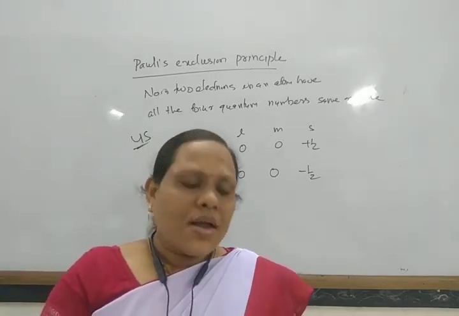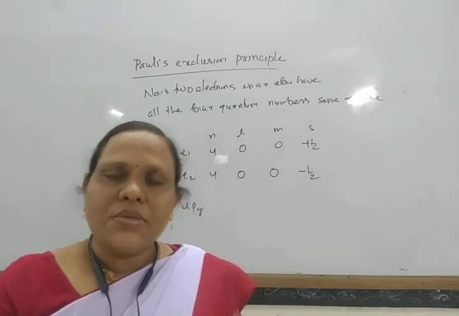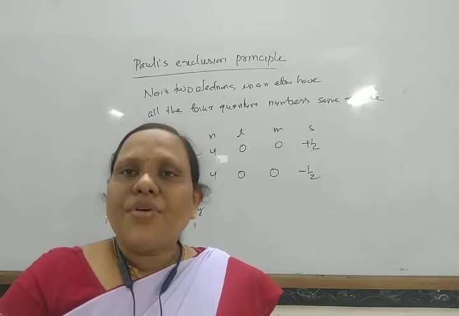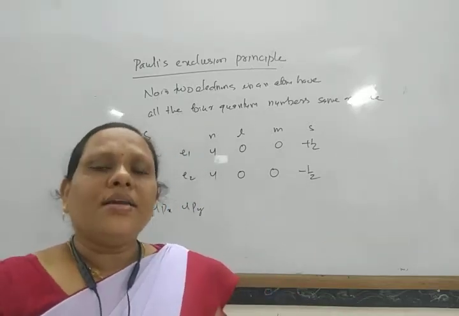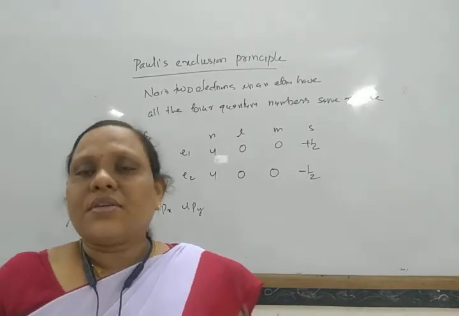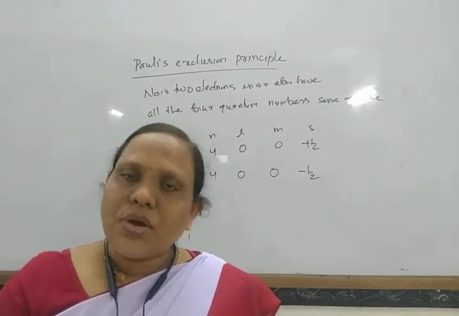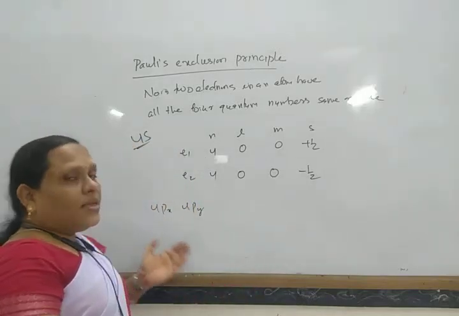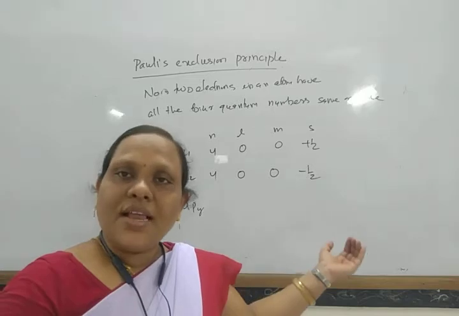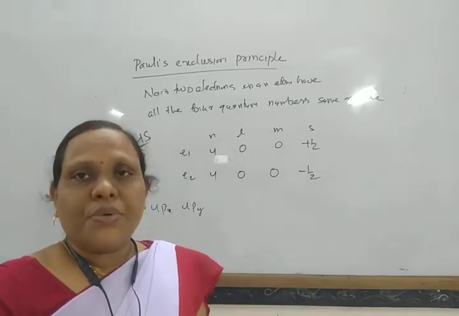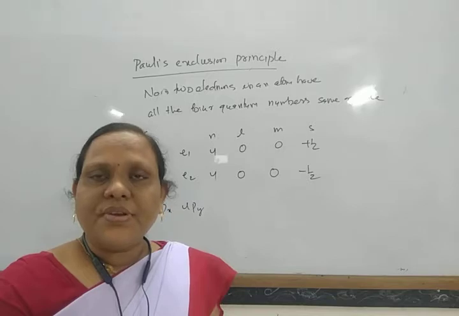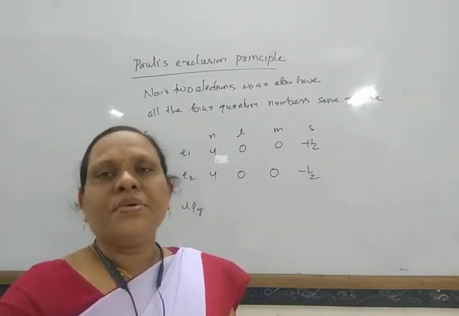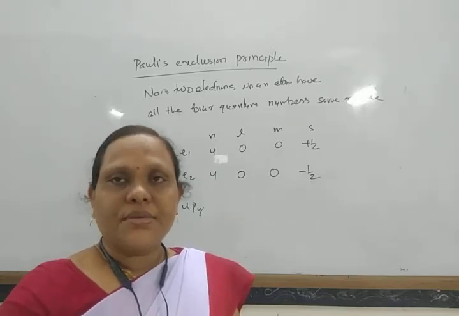As an orbital can accommodate a maximum of two electrons, in this way a subcell can accommodate a maximum of 4l plus 2 electrons, and a cell can contain a maximum of 2n square electrons. So it excludes containing more electrons in a cell, subcell or orbital. That's why this principle is called the exclusion principle.